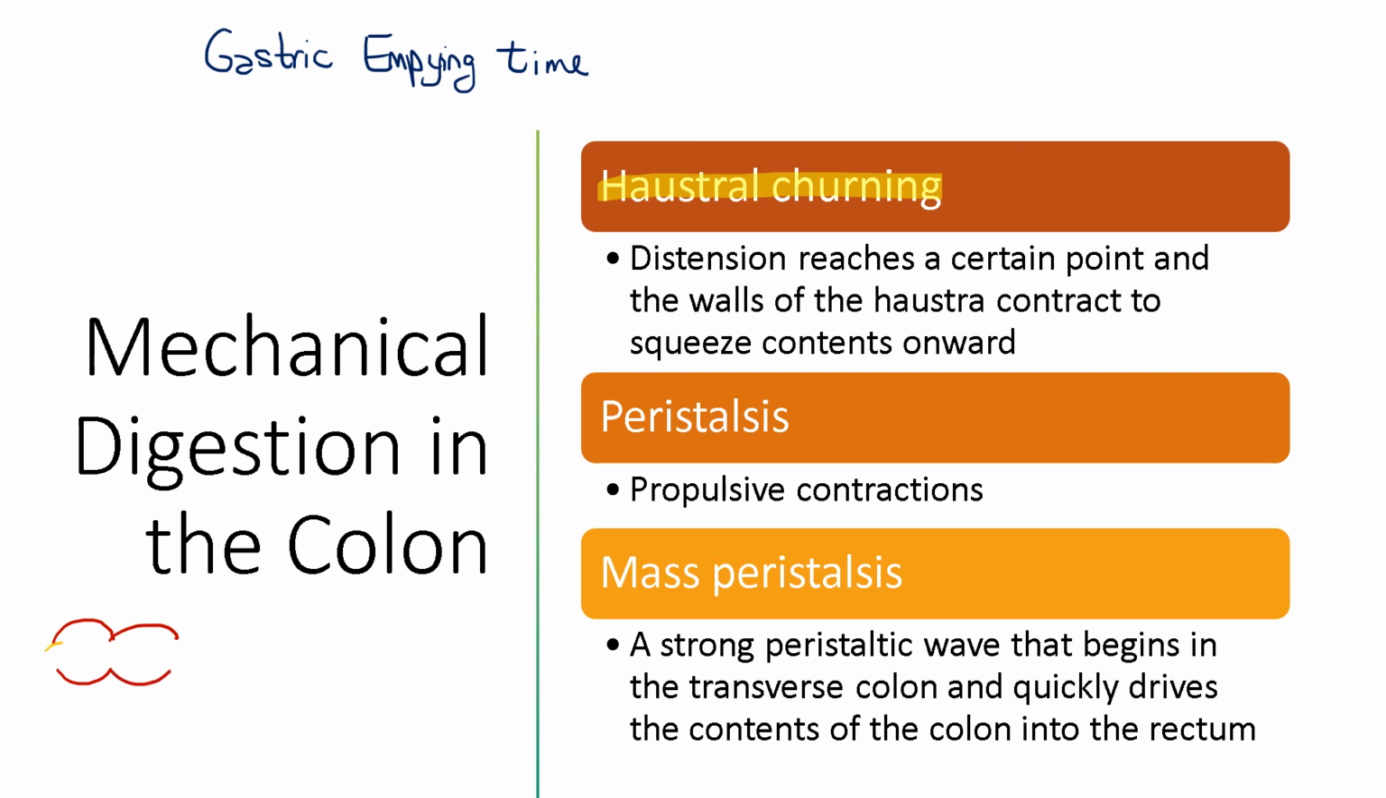And so when some of that chyme comes through and goes into that first haustra there, it will cause that haustra to become distended. So it'll kind of look like this. And when it gets distended to a certain point, the muscles in this haustra are going to contract, and they're going to push the chyme into the next haustra. So they're going to be moving the chyme along the large intestine that way. So that's going to be haustral churning.